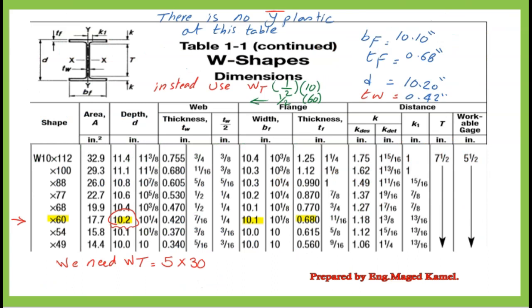We will move to the next slide. After checking table 1.1 for W section, there is no Y bar, or the distance from the plastic point to the top of the flange. We need to use WT 5x30 section, which will lead us to the second option, B.